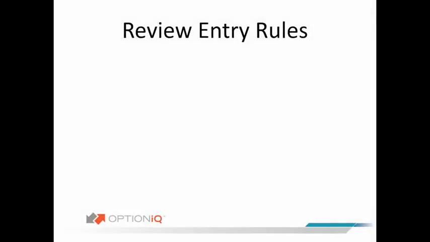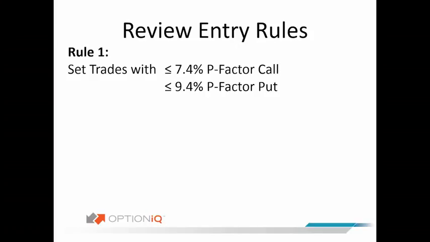So let's just quickly review the entry rules that we talked about earlier, and then we're going to go into the software and walk through it. So the entry rules, number one, is set a trade with a less than or equal to 7.4% P factor for the call side and less than or equal to 9.4 for the put side. So that was rule one.